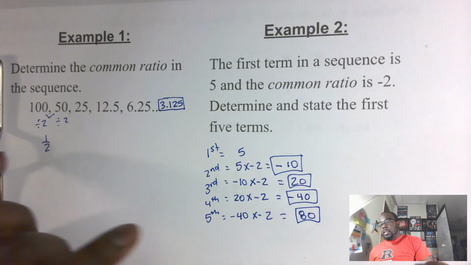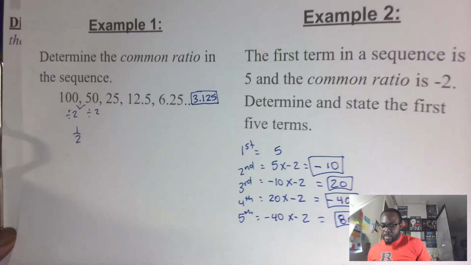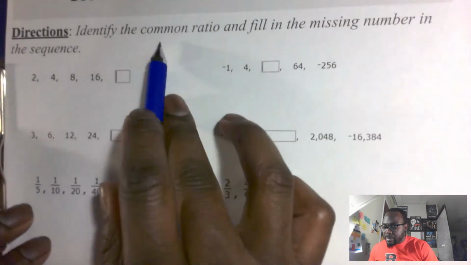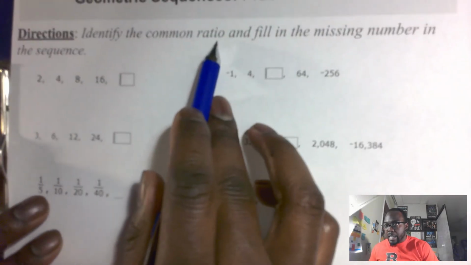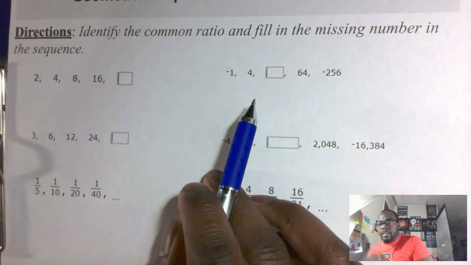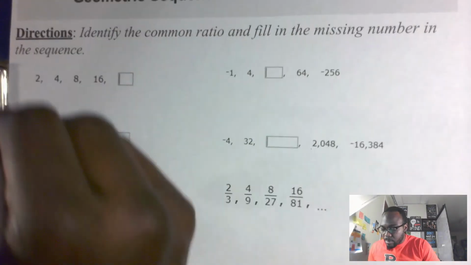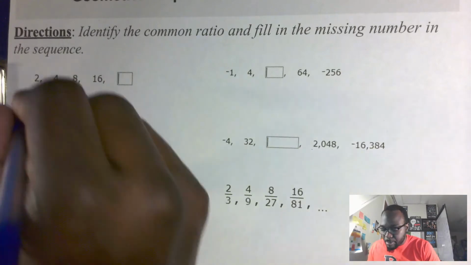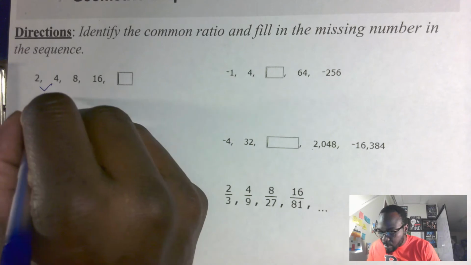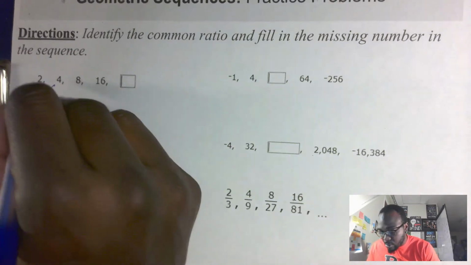All right. So let's go ahead and look at some IXL questions. What's IXL going to ask me? It says identify the common ratio and fill in the missing numbers. So I've got to identify the common ratio and fill in the missing numbers. Again, I've got to figure out what the pattern is. From 2 to 4, I realize it's a common ratio of 2. They multiply by 2. 2 times 2 is 4.